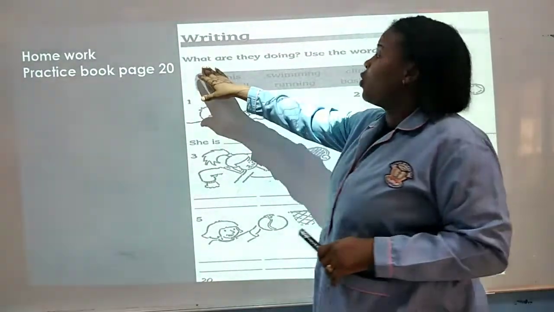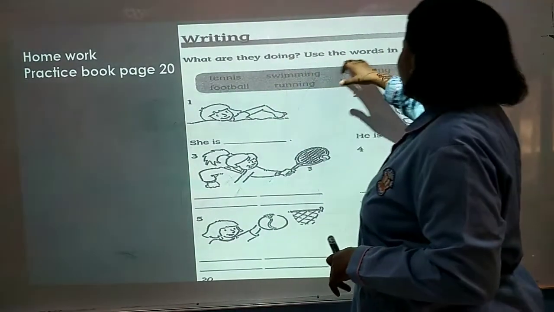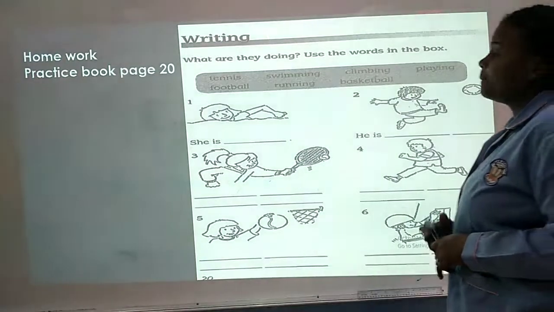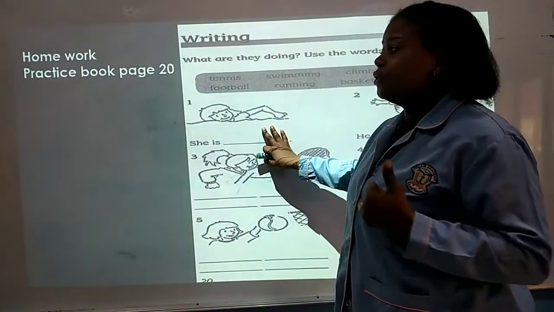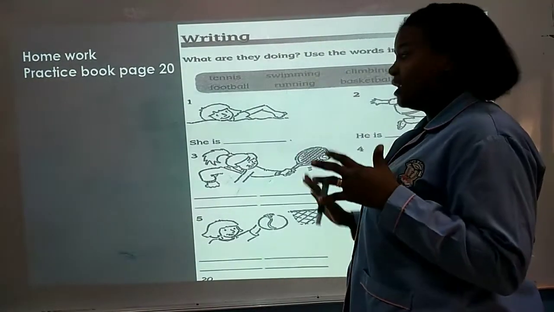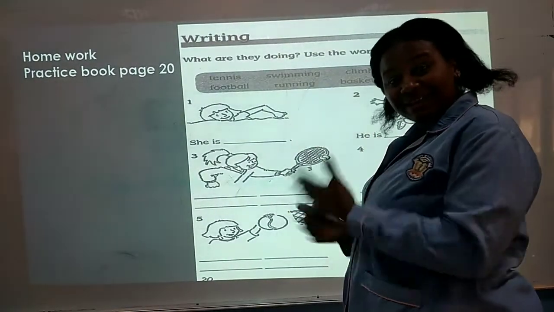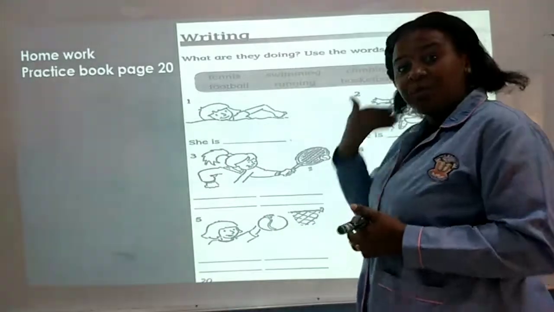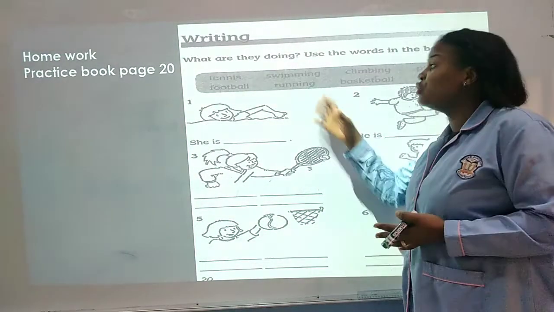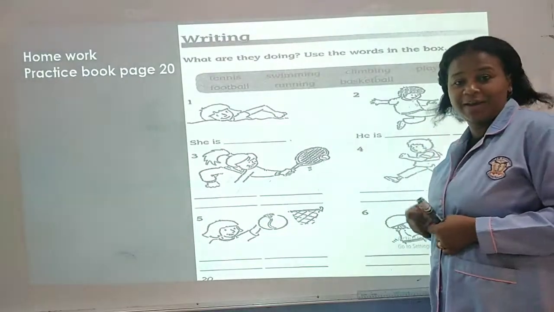Okay? So here we have. What are they doing? Use the words in the box. Use it to fill in those gaps. Okay? Now look at the first one. If you check our language book we just finished now, it's still the same thing. The words, the pictures, they are the same thing. Okay? So if you've been listening to our lesson today, you should be able to know how to do this at the snap of your finger.